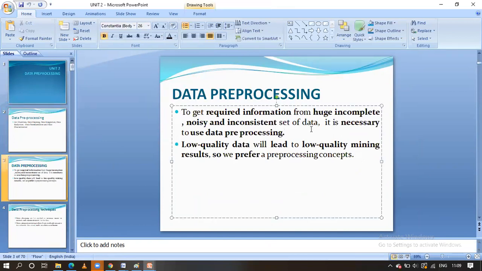First of all, why do we have to go for pre-processing? Normally, data mining algorithms take a huge amount of data. That huge amount of data contains noisy data, inconsistent data, and erroneous data. If we feed this data to data mining algorithms, obviously we will get erroneous results. Low quality data will obviously lead to low quality results, guys. That is why we have to pre-process the data, to remove the noisy, erroneous, and inconsistent data. That is why pre-processing comes into the picture.